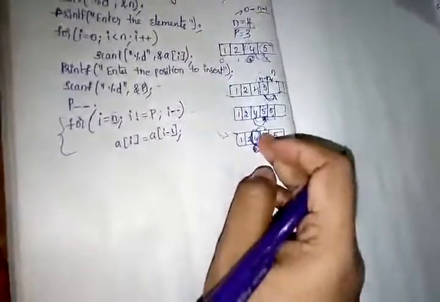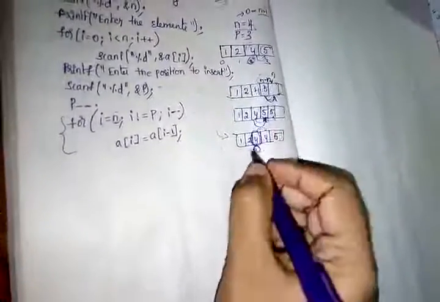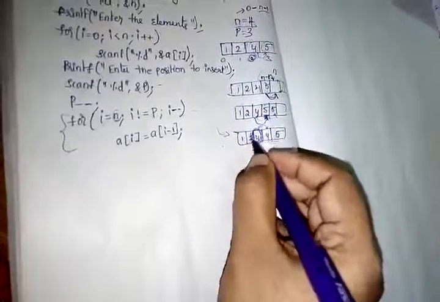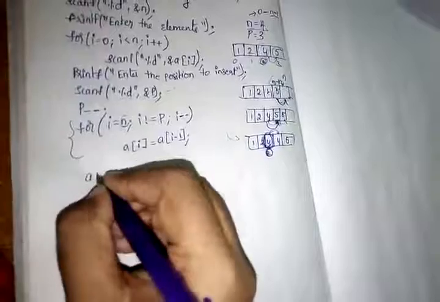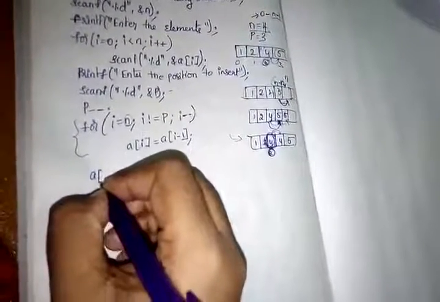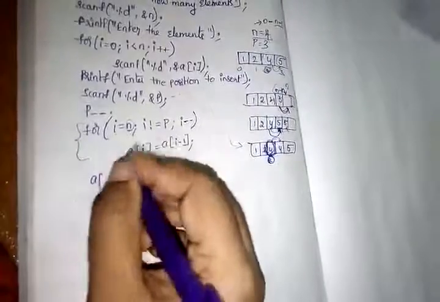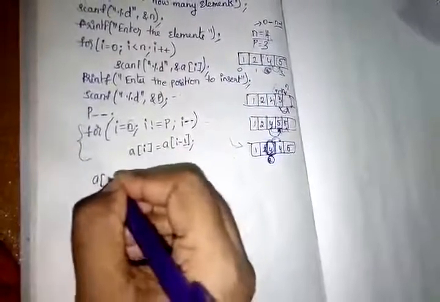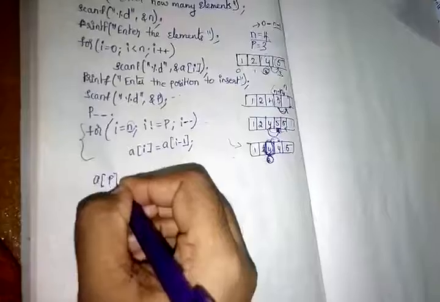Then after moving all the elements one index to the right, now we need to insert our element. We need to insert the element at position p. So a[p] is equal to the element which we want to insert.